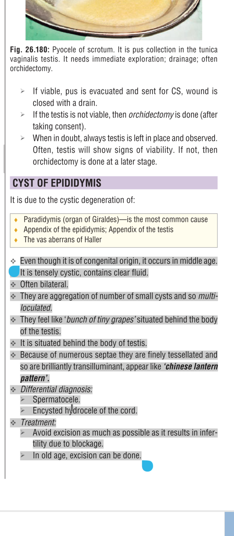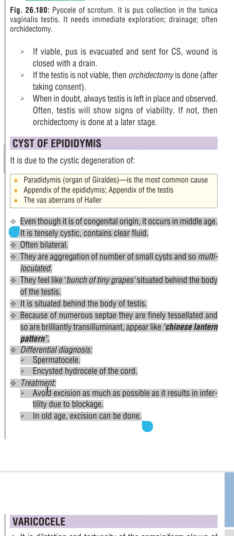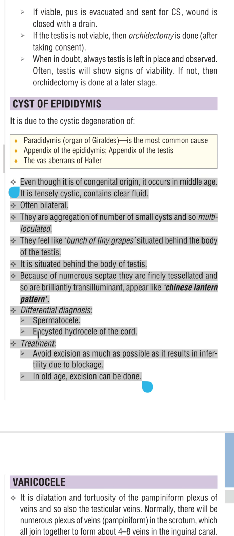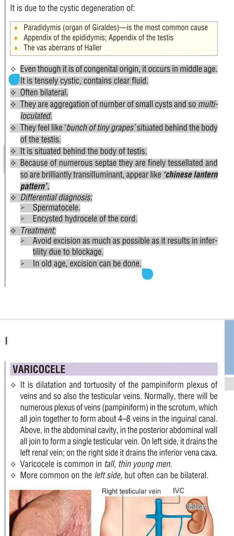Differential diagnosis: spermatocele, encysted hydrocele of the cord. Treatment: avoid excision as much as possible, as it results in infertility due to blockage. In old age, excision can be done.